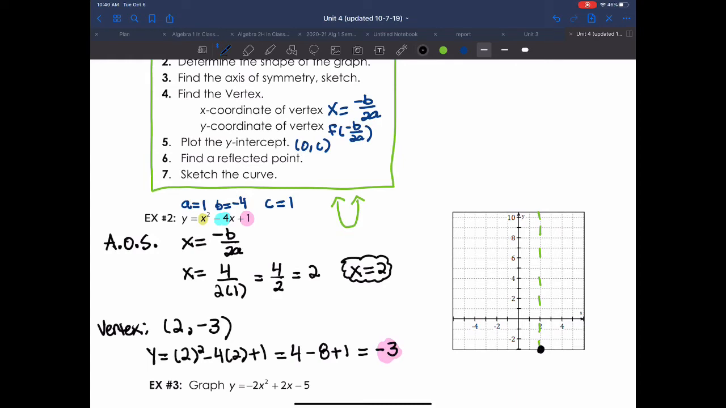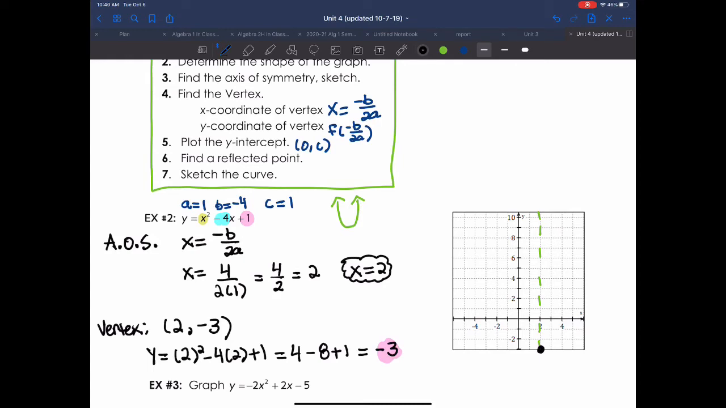And now I know that my graph is going to face upward, and I know that I don't have any funky stretches or shrinks or anything like that. So I can just go ahead and start graphing this. But in order to do so, I might want to put my y-intercept on the graph first and then use reflection to get some points on my graph.